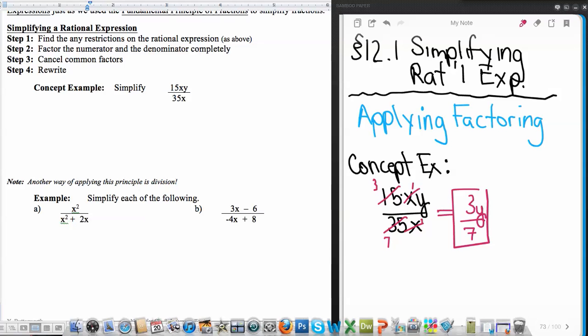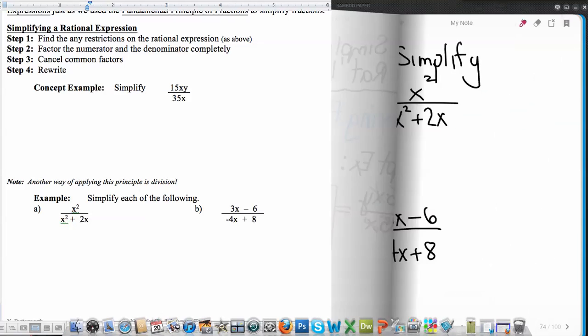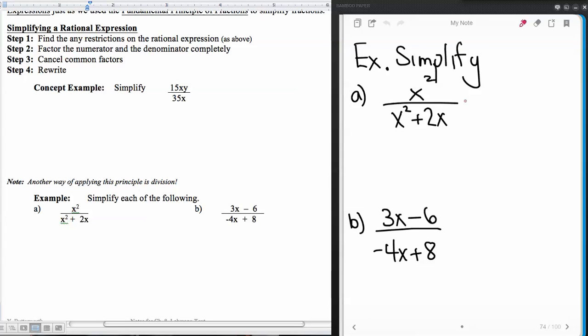Now let's look at a few that are a little bit more complicated, and we're going to be applying the skills that we just learned in factoring. So we're going to look at the numerator here, and we're going to say, can we factor that? Now for rational expressions, finding the restrictions on a rational expression is finding out where the denominator is equal to 0. And I'll talk about that a little bit later. So we check if this one factors. Well, x squared doesn't factor. We just leave it as a monomial. So I'll rewrite it as x squared.